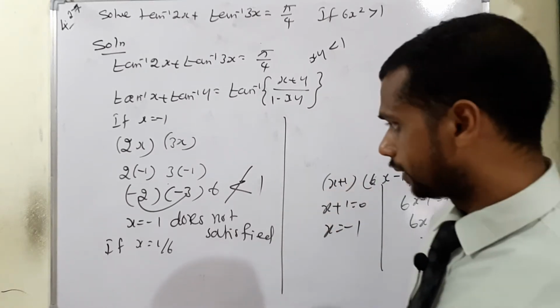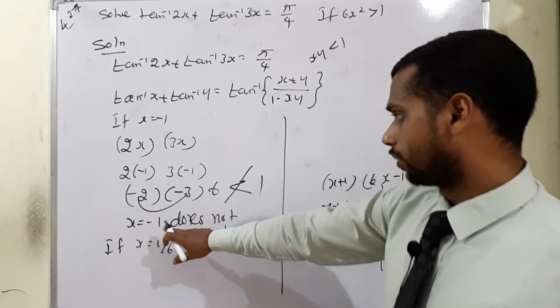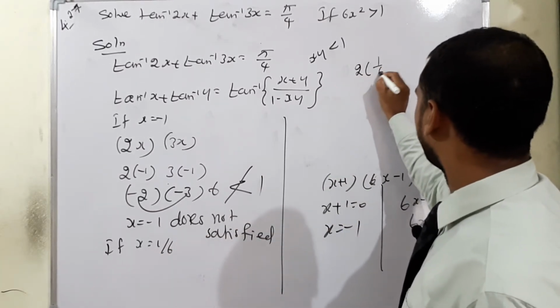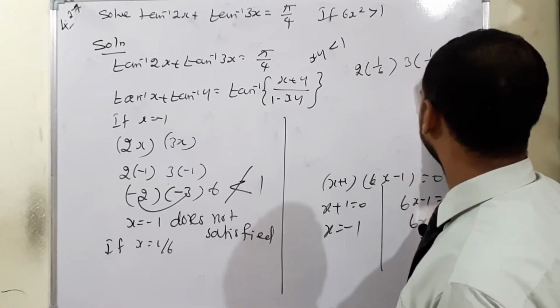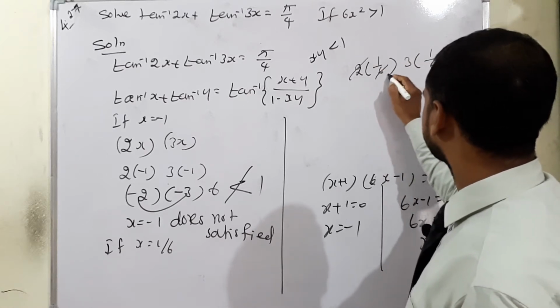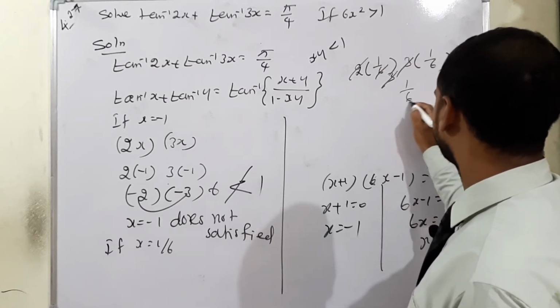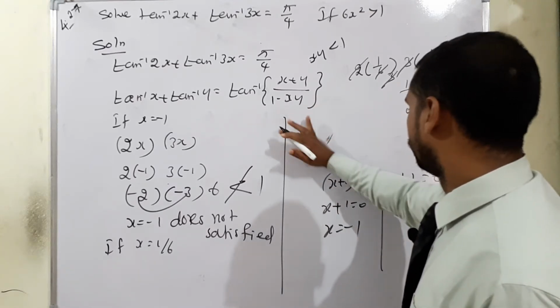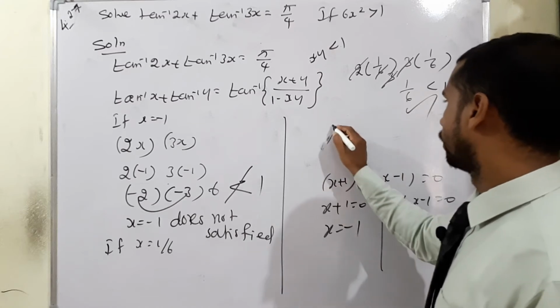Again, the terms are 2x and 3x. So 2 into 1 by 6, next one 3 into 1 by 6. Again 2 and 6 cancel, 3 and 3 cancel, which gives 1 by 6, which is less than 1. This satisfies the condition. Therefore, only one solution is satisfied.